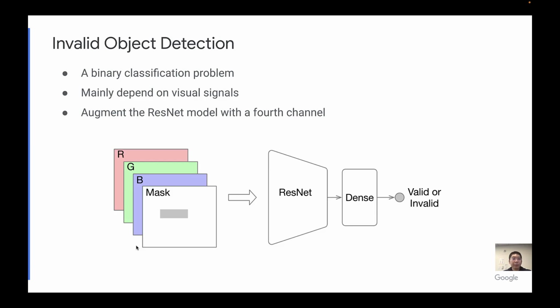For invalid object detection, we treat it as a binary classification problem and use ResNet to solve this problem. So first, we input the original RGB channel into the ResNet, and we use the fourth channel to indicate the location of the current object of interest. And we input all the 4 channels into the ResNet to generate a feature vector, which will be passed into the dense layer for the final prediction.